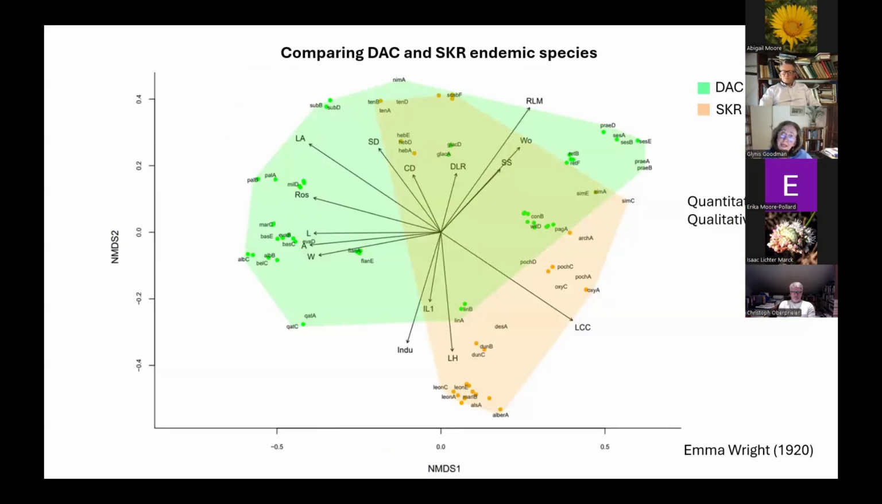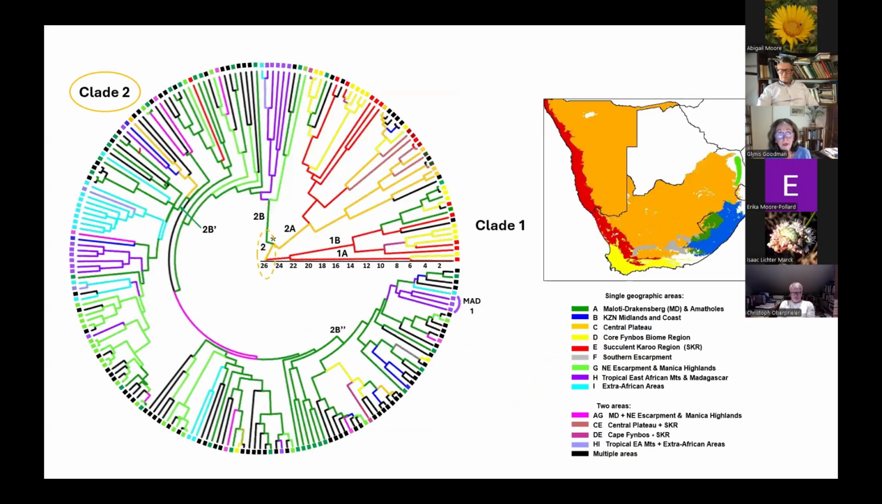And in this NMDS of these species, based on these functional traits, in this case both qualitative and quantitative, again you'll notice that there's quite a large area of overlap in this functional trait space, but then also there are some species that really are much more adapted to alpine conditions in the Drakensberg, and there are some that are very well adapted to conditions in the succulent Karoo.